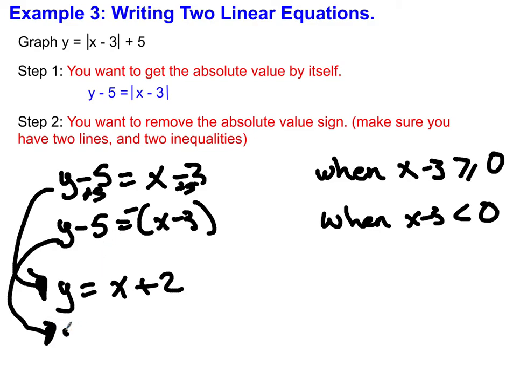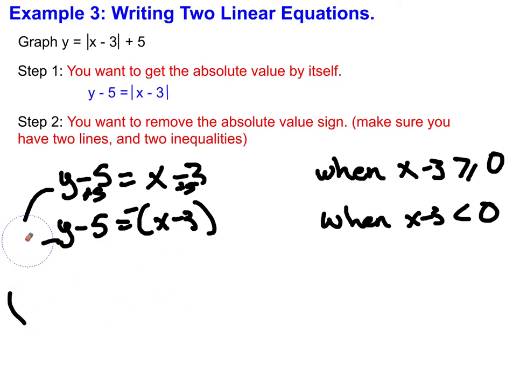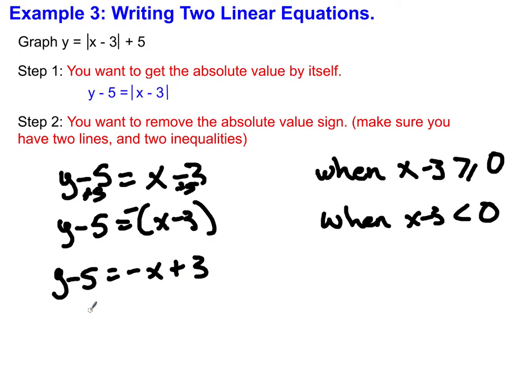first thing is I need to, well, let me go ahead and erase this. I'll come back to that. So here I need to distribute. Y minus 5 is equal to negative x plus 3. I distribute the negative to both terms. Now I add 5 to both sides, and I get y equals negative x plus 8. So here's my other graph, and I'll rewrite the first one now.